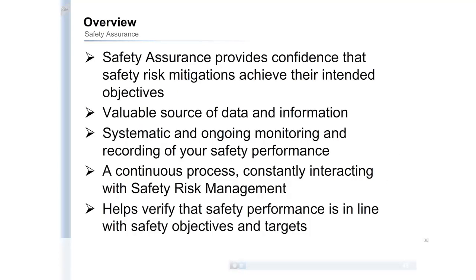Here are some ideas of why safety assurance is valuable for a safety management system. Safety assurance provides confidence that safety risk mitigations achieve their intended objectives. It is a valuable source of data and information, provides systematic and ongoing monitoring and recording of your safety performance, is a continuous process constantly interacting with safety risk management, and helps verify that safety performance is in line with safety objectives and targets.